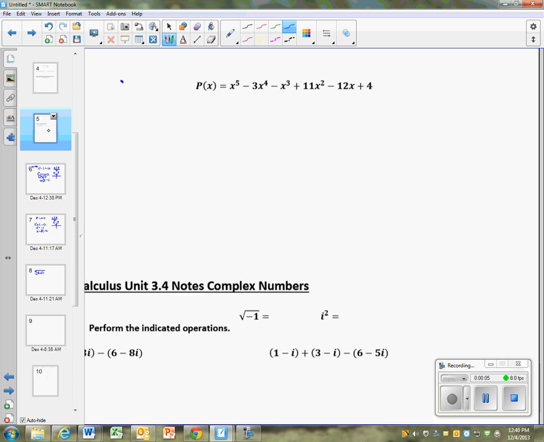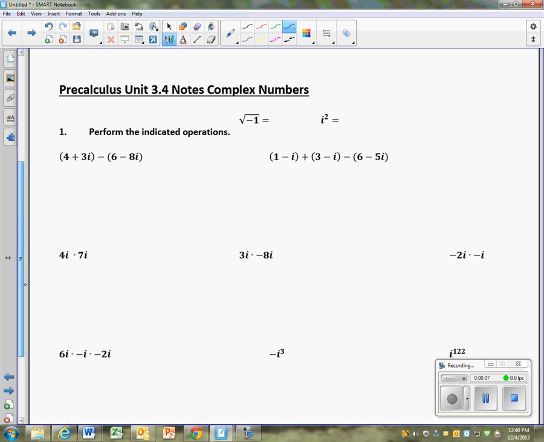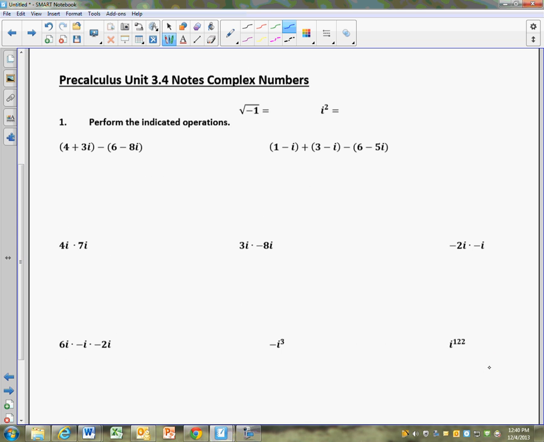So we start right here. Complex numbers. The square root of -1 is plus or minus i, either one. Positive or negative i is the square root of -1. That means that if you square i, you get -1. That is, again, by definition.